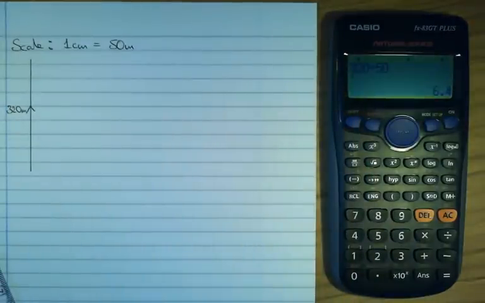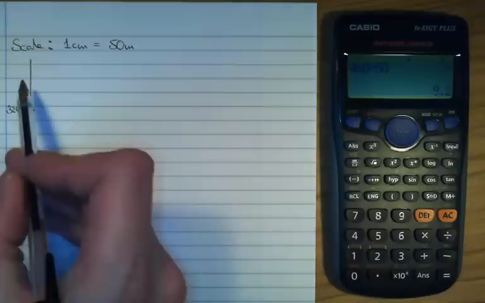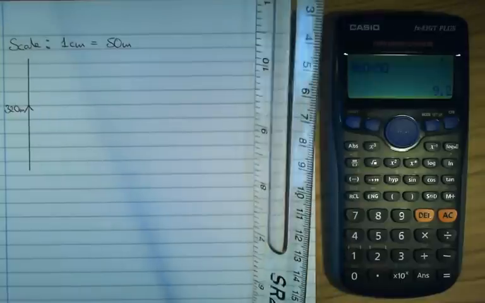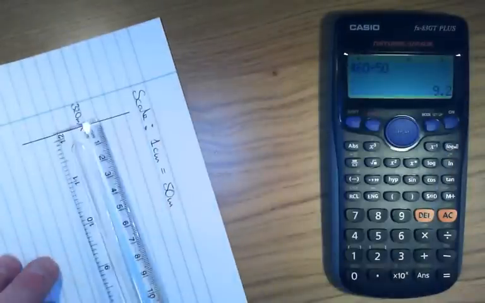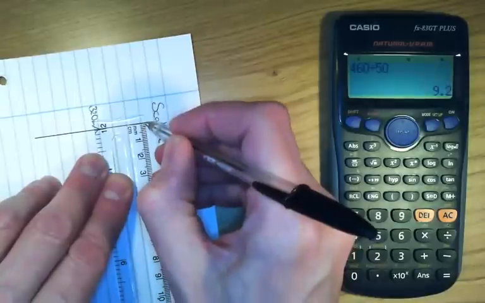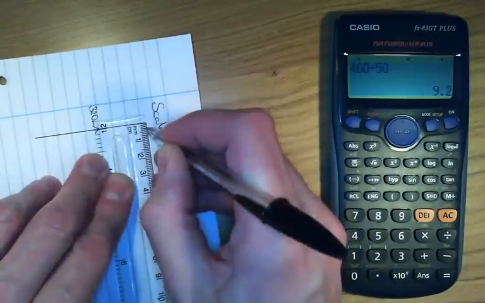Now what was the other? It was 460. I will show you the question again. 460 meters it said to the east. Using our scale, divide that by 50, and that would mean we would have a line which is 9.2 centimeters to the right, representing 460 meters to the east. So from here, 9.2 takes me to about there.